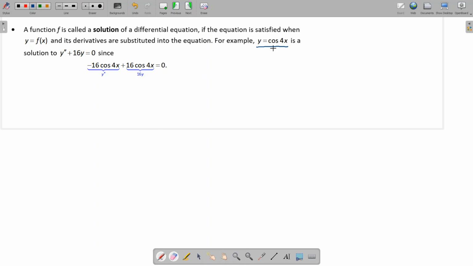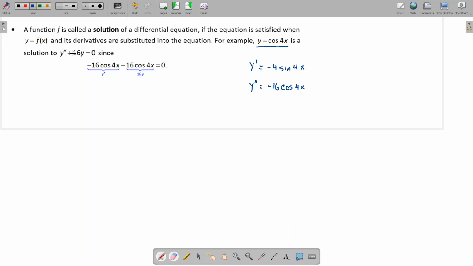So to verify that, we would just need to plug it and its derivatives back into this to see that it actually works. So let's start by finding the second derivative. We need the second derivative in order to be able to plug that in. So we do the first derivative. The derivative of this is going to be negative 4 sine of 4x using chain rule. Then the second derivative would be negative 16 cosine of 4x.